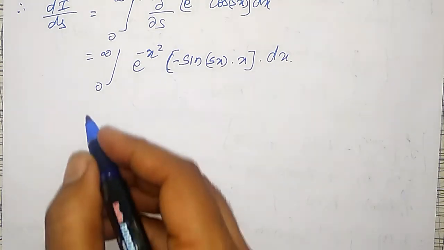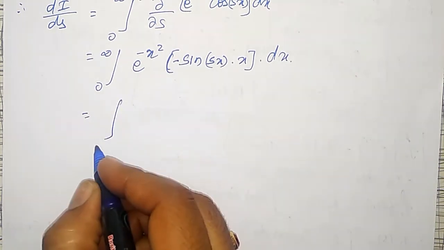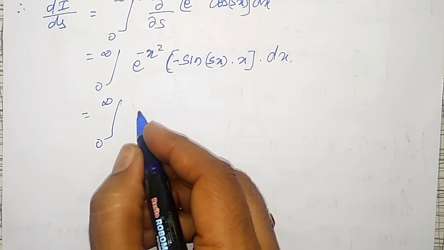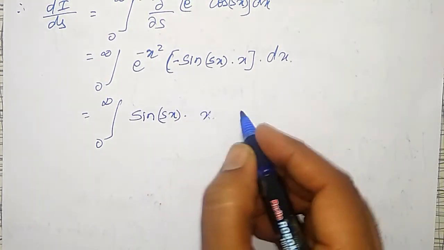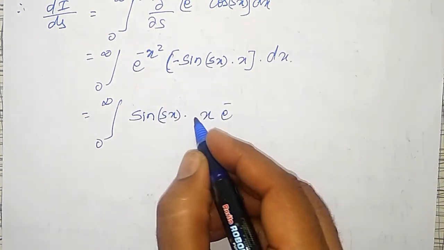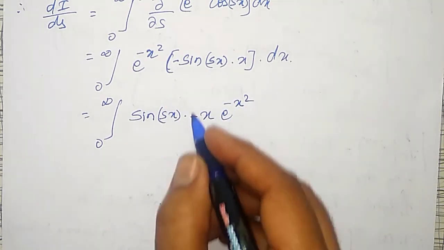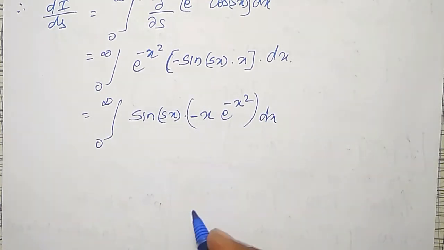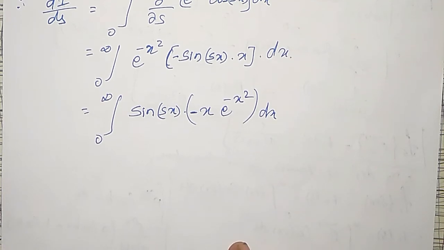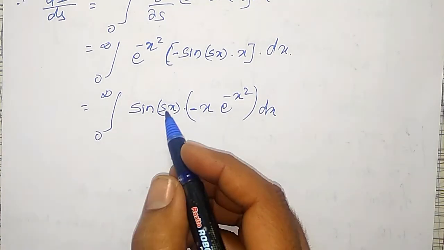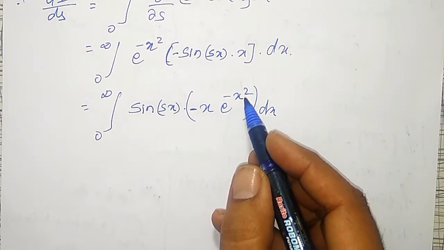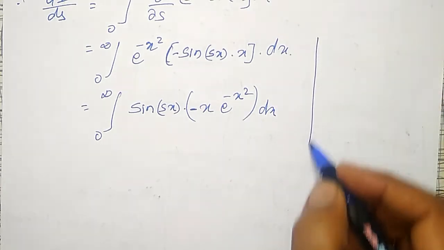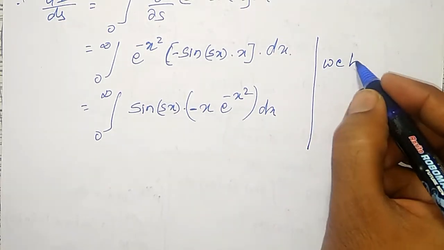To do those adjustments, integration from 0 to infinity, sin sx I will consider as the first term, and this x e raised to minus x square, with the minus also, as one term into dx. This one I can integrate by parts, by considering sin sx as the first function and x into e raised to minus x square as the second function, but it should be integrable.